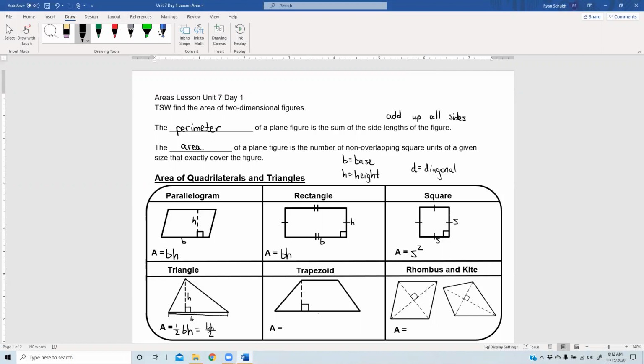Trapezoid, we've got base 1, base 2, and the height. So that area is 1/2 of base 1 plus base 2 times the height. Or another way you can see this written as base 1 plus base 2 times height, all divided by 2.